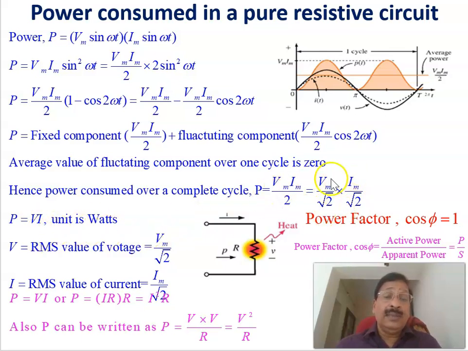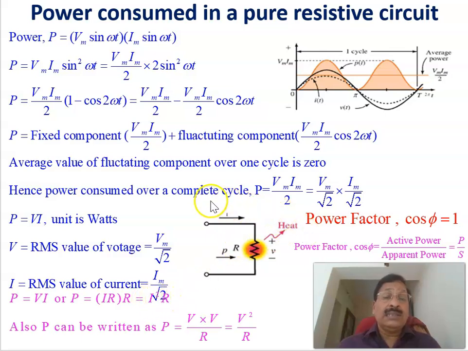And therefore, this Vm by root 2, capital V, is equal to the RMS value of the voltage, and Im by root 2 is equal to the RMS value of the current. V into I, that product, is in watts, the unit of power. Another way of representing it is, as per Ohm's law, V equal to I into R. Replacing V by IR, we get the power equation P equal to I squared R. So power is V into I, or it is equal to I squared R.